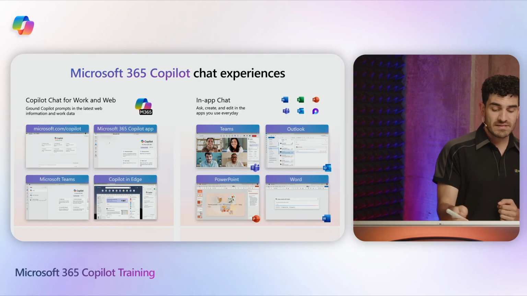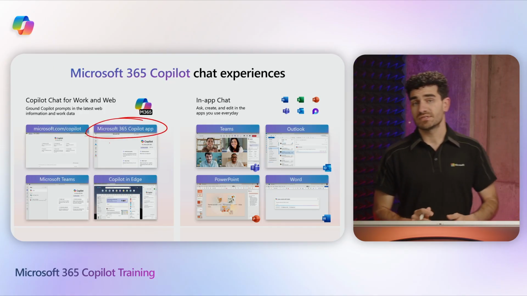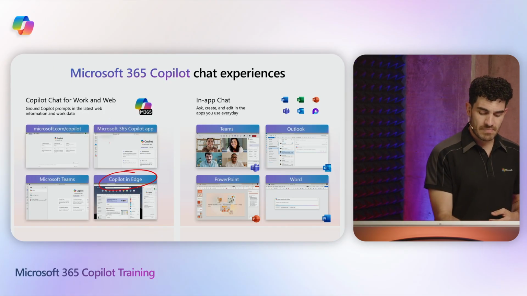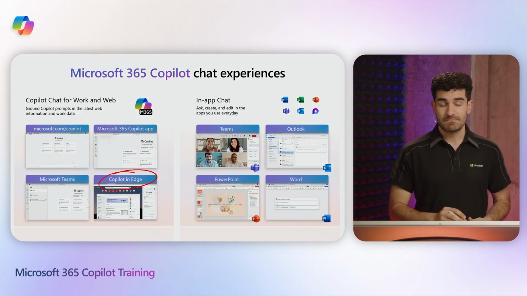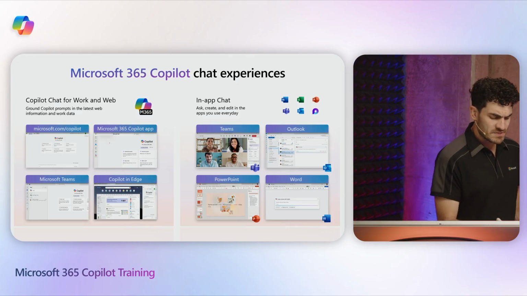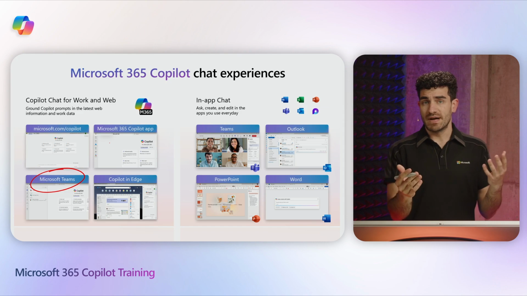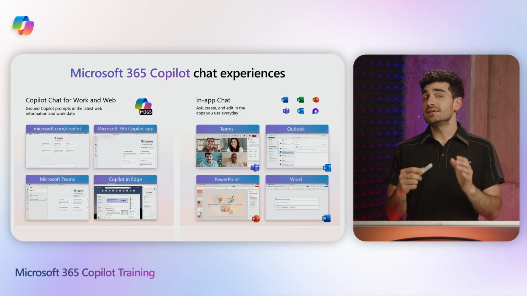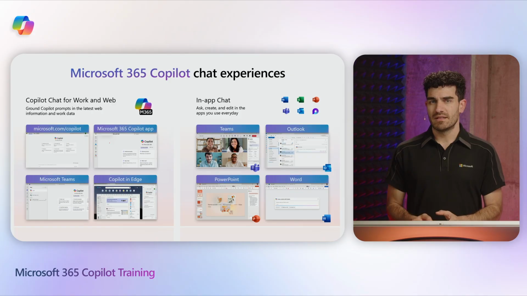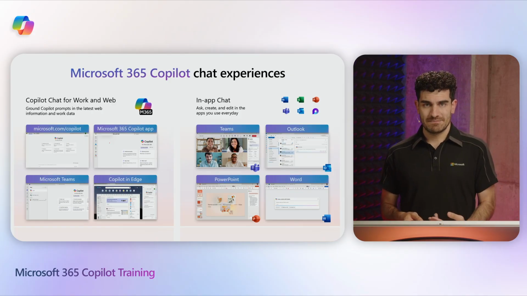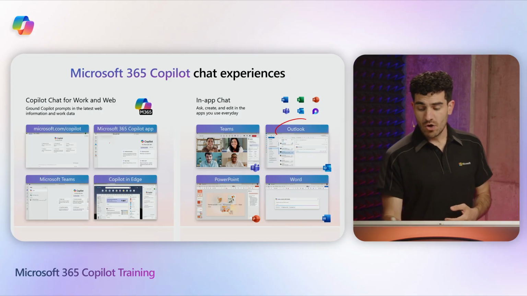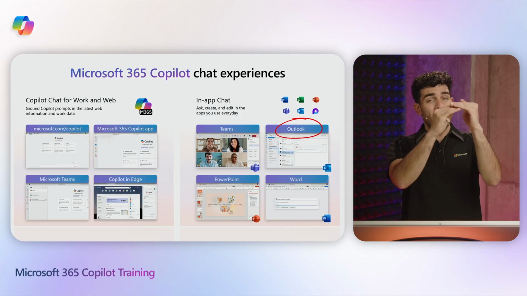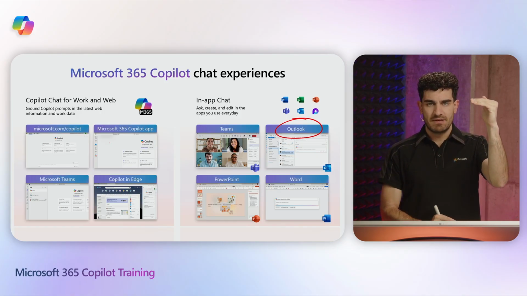You'll also find this chat interface inside of the Microsoft 365 Copilot app and through the sidebar in the Microsoft Edge browser. In Teams, you can chat with Copilot just as you would with your colleagues. You'll gain even more value from Copilot by using the in-app chat. In apps like Outlook, Copilot can assist you with drafting emails while considering the context of the entire email thread.